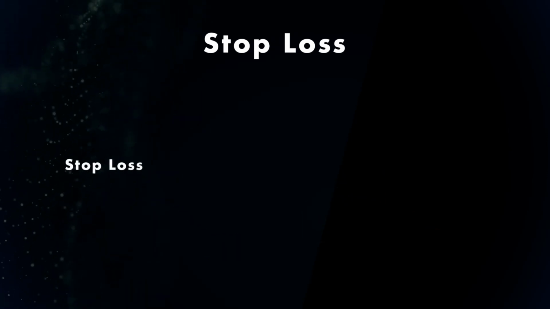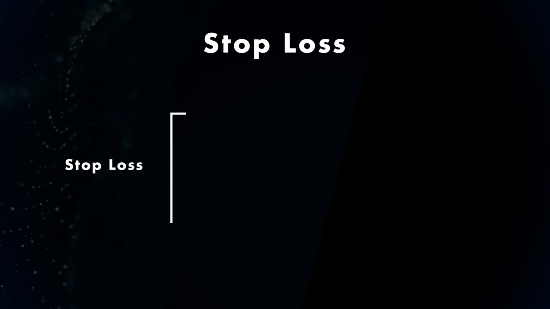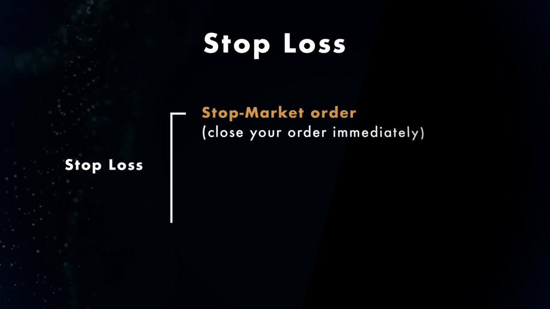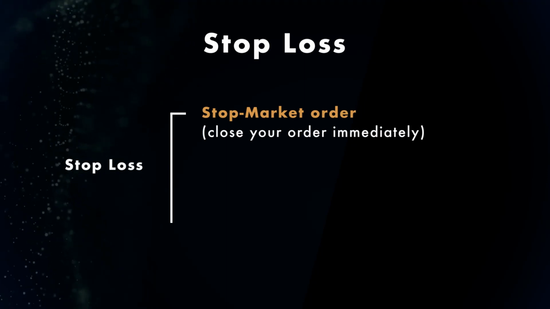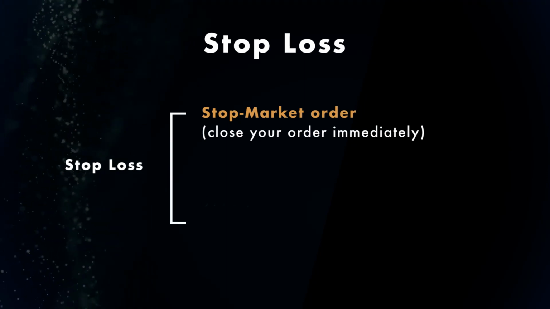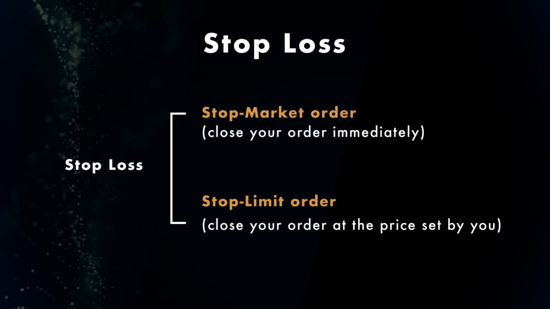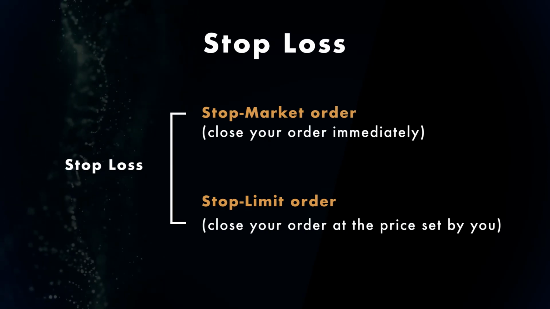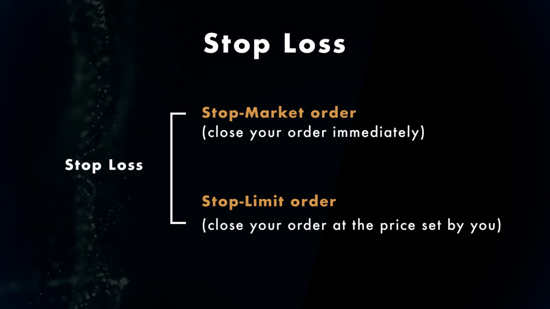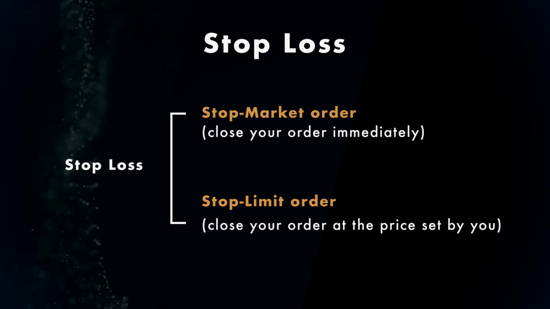Just like the different entry orders, there are variations of stop orders too. A stop market order will close your order immediately at whatever price is available, while stop limit will only close your order while the price is in a range set by you. Stop market is a safer option though. It makes sure you exit your position completely.